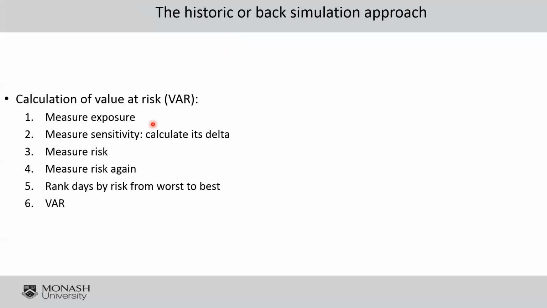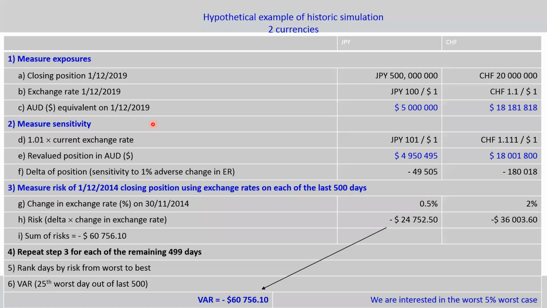So what we have to do is measure something called the delta. I will show you in this example. Look, for example, here for the exchange rate, we have the Japanese yen. We have our investment. We have 500 million of Japanese yen, and we have 20 million of Swiss franc. And we are an Australian company.